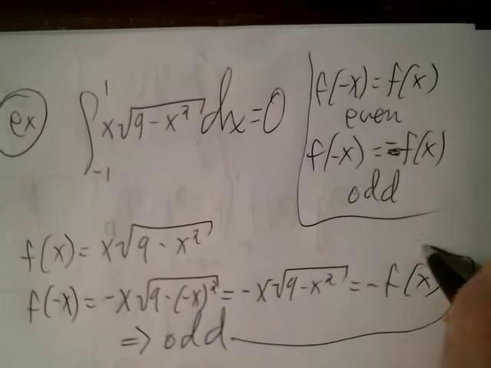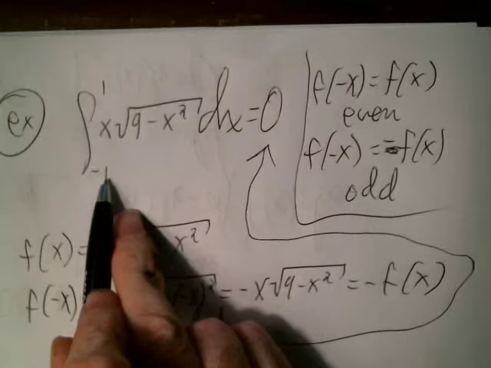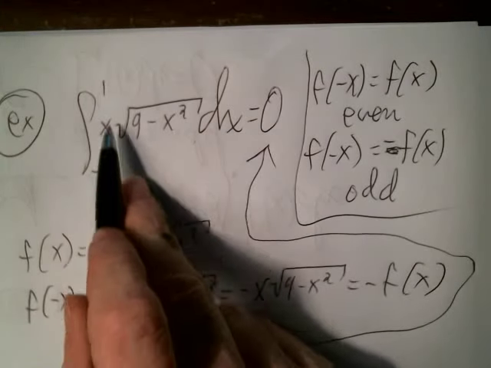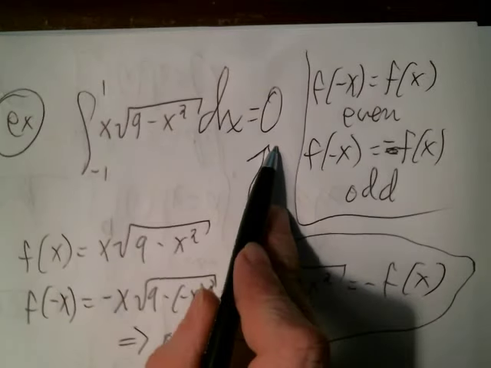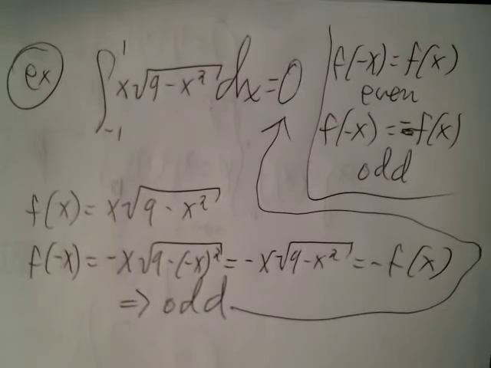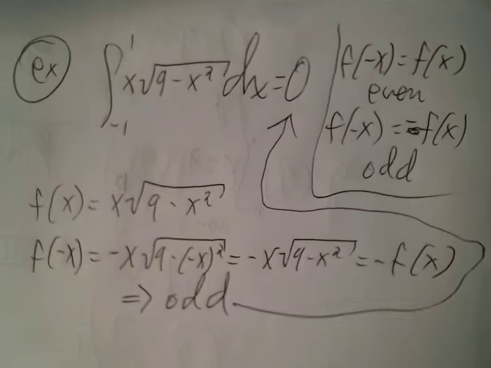The oddness and the fact that we're looking at an integral that's symmetric about the y-axis indicates that the integral is actually equal to 0. So you can simplify your calculations dramatically if you take advantage of some of these little laws.